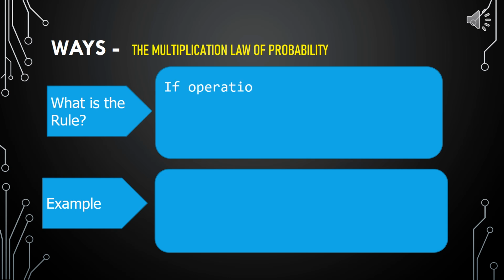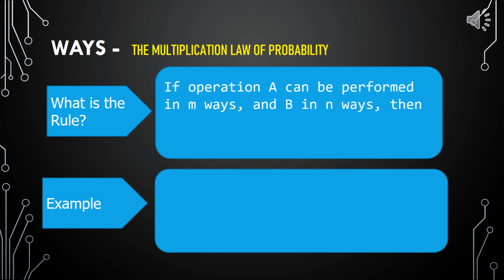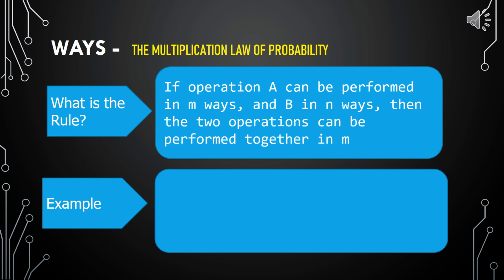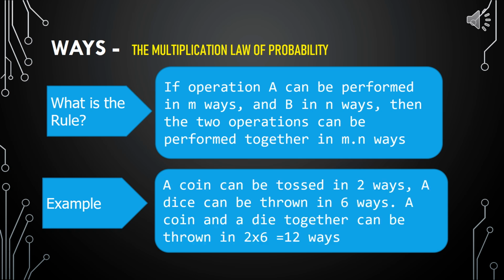Ways: if operation A can be performed in m ways, and B in n ways, then the two operations can be performed together in m into n ways. Example: a coin can be tossed in two ways. A die can be thrown in 6 ways. A coin and a die together can be thrown in 2 multiply 6 is equal to 12 ways.